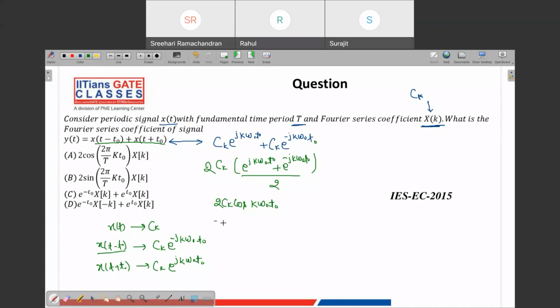So you can write it as 2 c k cos k 2 pi by capital T into t naught. Now here I have written it as c of k. In the question you can replace it with x of k. So here you can replace the c of k with x of k. So in this problem, this will be the correct answer.